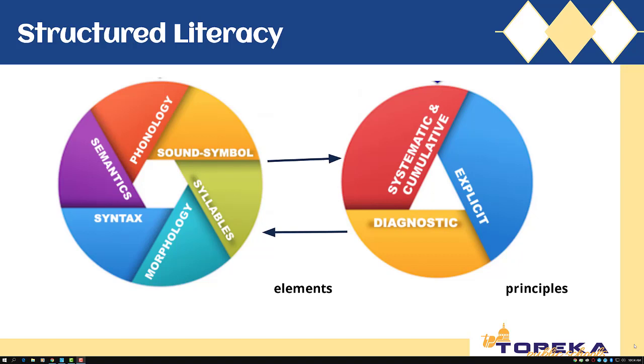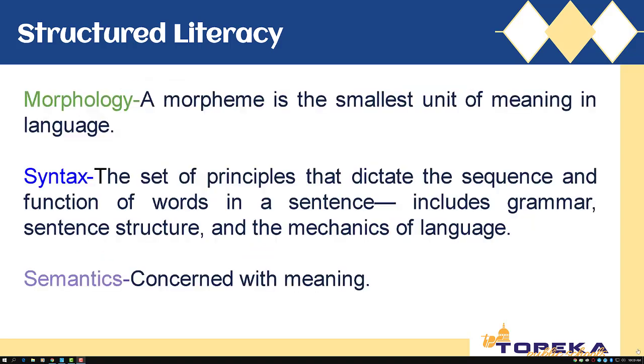Instruction in structured literacy needs to be systematic and cumulative. It needs to be explicit, as well as diagnostic. And this applies to all 6 elements of structured literacy, the 3 that you learned about in Session 5, and the 3 that we will learn about in Session 6.